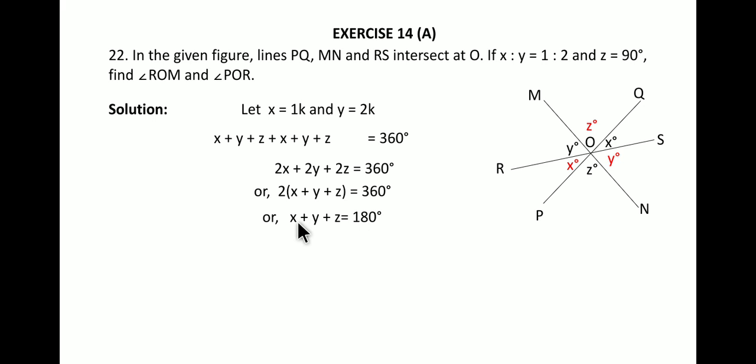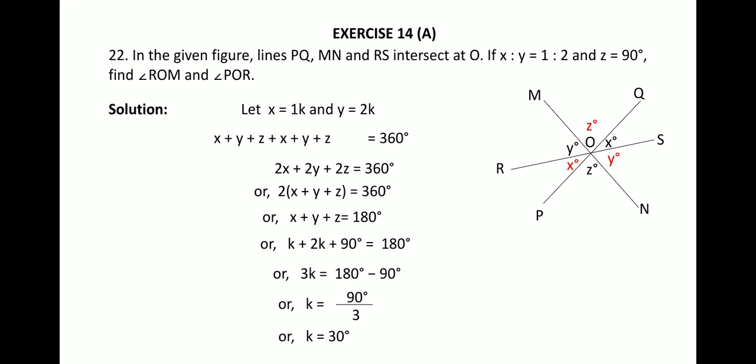Now we know the value of x is 1k or simply k, the value of y is 2k, and the value of z is given as 90 degrees. So let's put these values as k plus 2k plus 90 degrees, which is equal to 180 degrees. So k plus 2k becomes 3k, and 90 degrees goes to the right, so 180 degrees minus 90. So 3k is equal to 180 minus 90, which is 90 degrees, and this 3 goes to the denominator. So 90 divided by 3 is equal to 30. So the value of k is equal to 30.